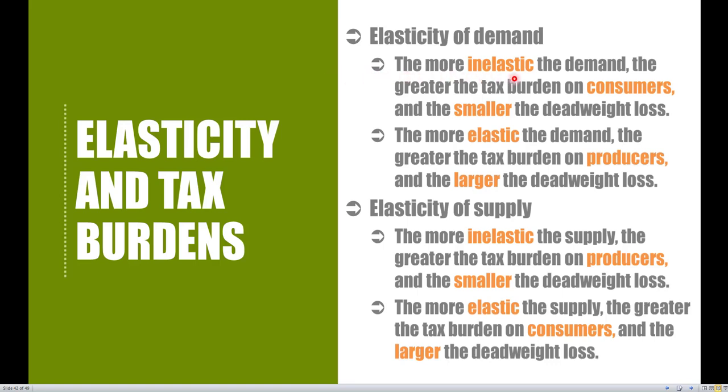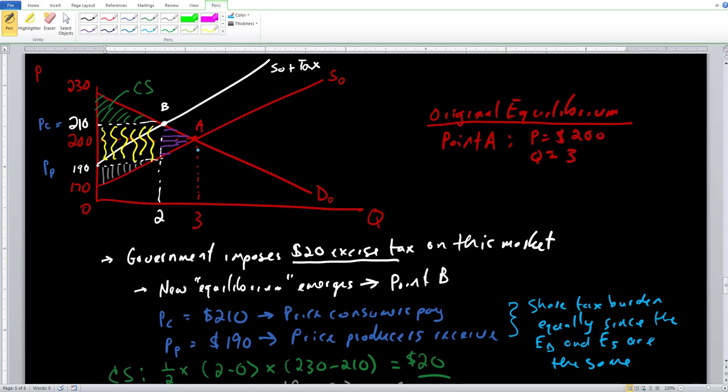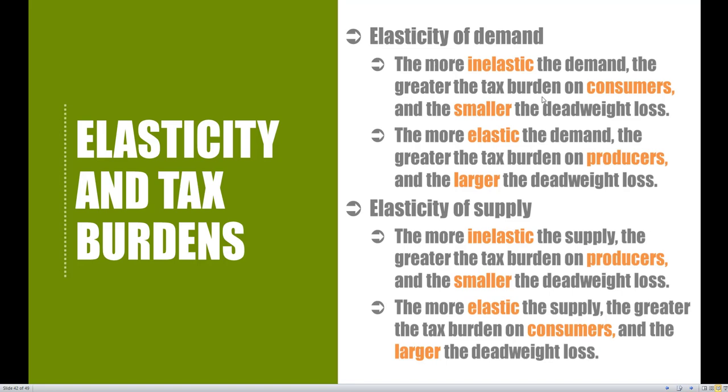The more inelastic the demand is going to be, the greater the tax burden on consumers and the smaller the deadweight loss. So take a look at the graph that we just drew, and suppose that we made this demand curve a lot steeper. We made it more inelastic. That would mean that the tax burden is going to be a lot greater on the consumers now and less on the producers. And that makes sense, right?